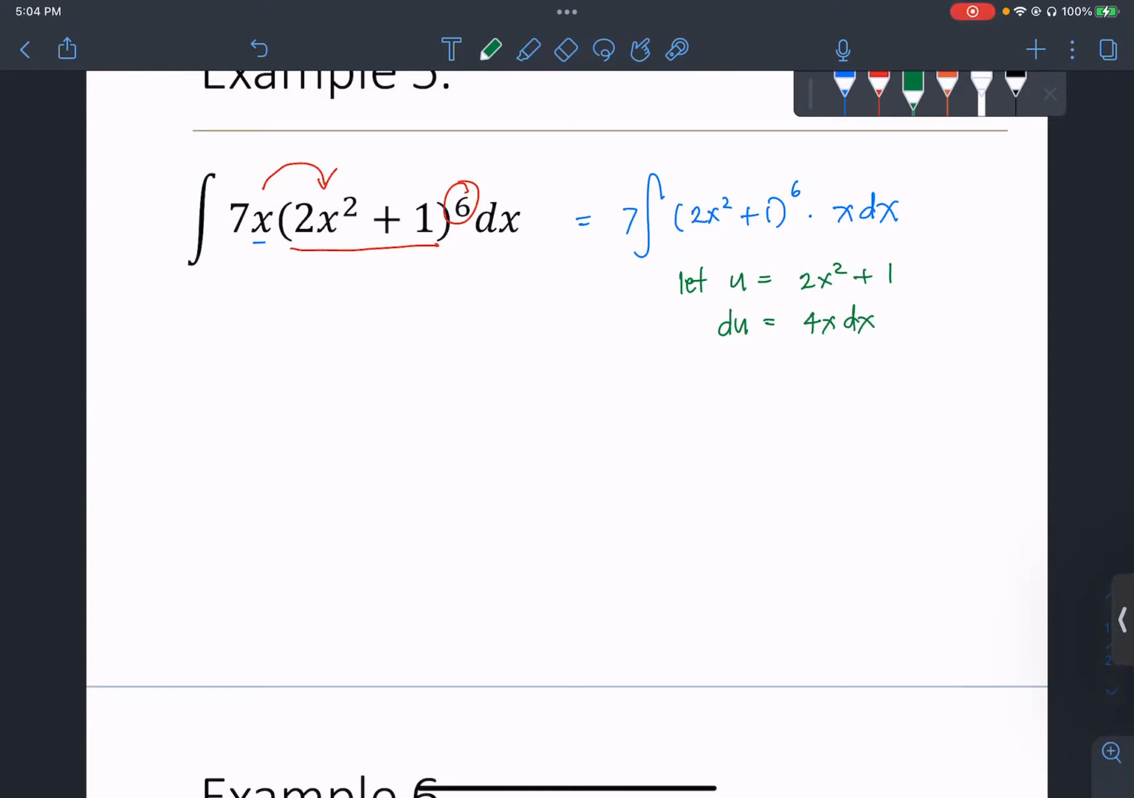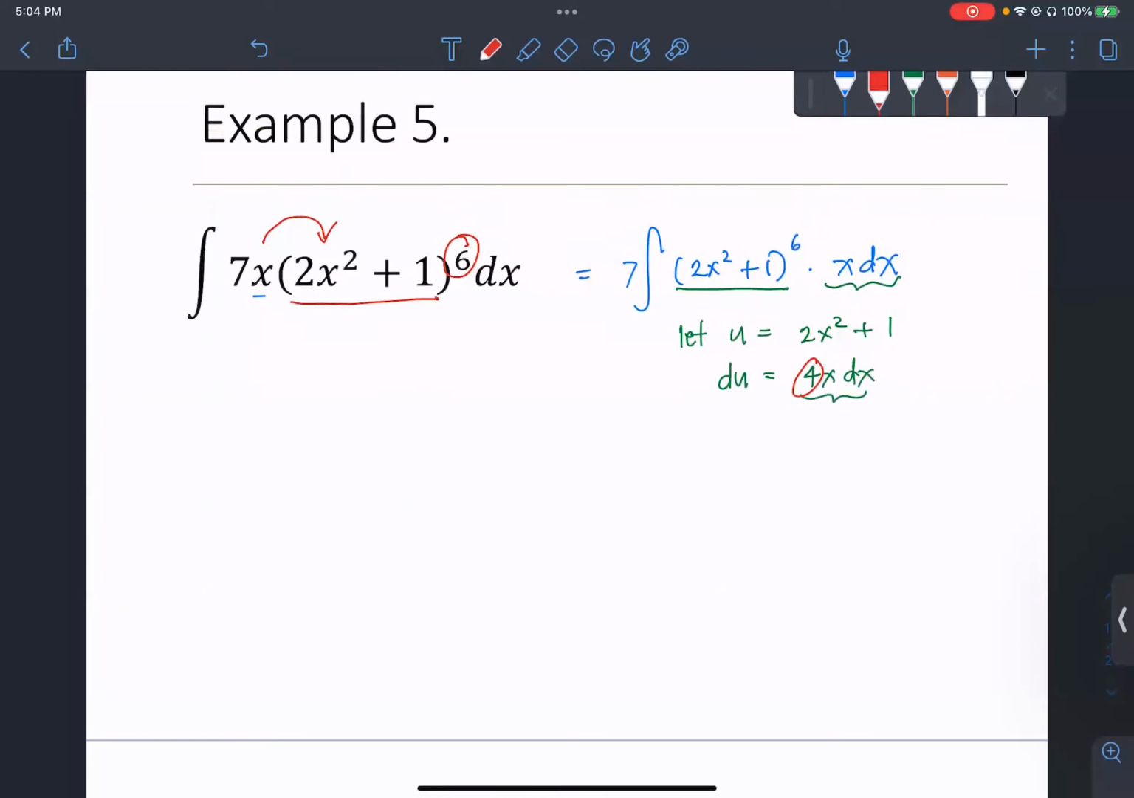So ngayon, ito yung u natin, di ba? So u raised to 6. But the problem is, this is x dx. Our du is 4x dx. Okay? So they are not the same. Anong difference nila? Ang difference nila is this 4. So walang 4 yon. Okay?